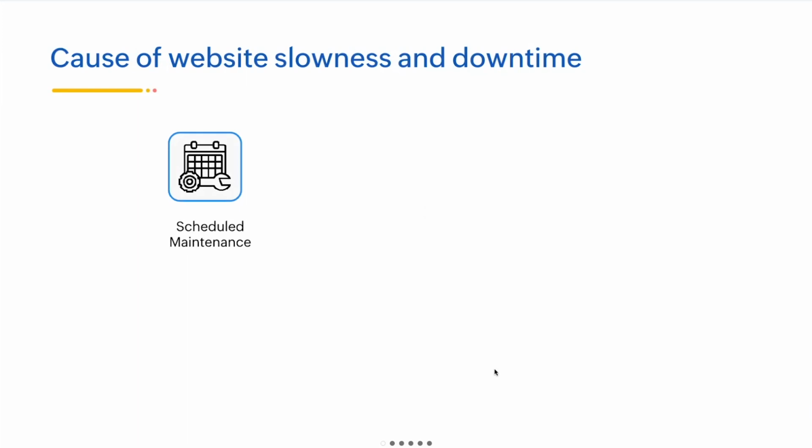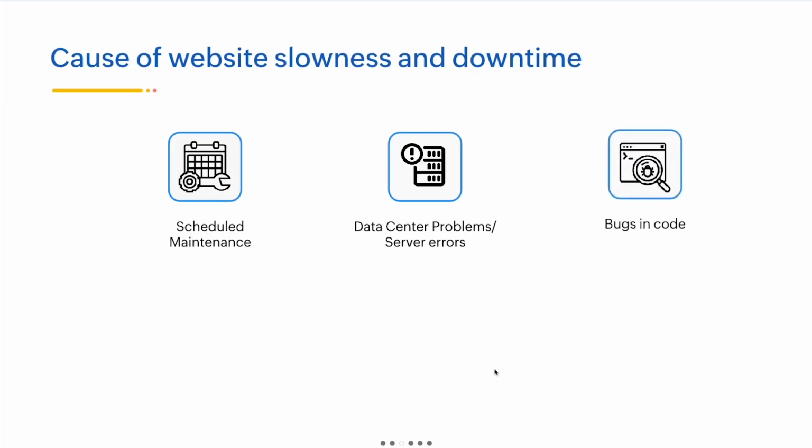First and foremost, we have scheduled maintenance. Now, a scheduled maintenance is a temporary period in which a site or an app is made offline for updates, backup, as well as maintenance. The second problem that we have is data center problems or server errors. If there is a data center problem or a server error, the request from the user may not even reach the server. Thirdly, we have bugs in the code. Now, these bugs may cause errors and prevent the site from loading or might cause slow loading.